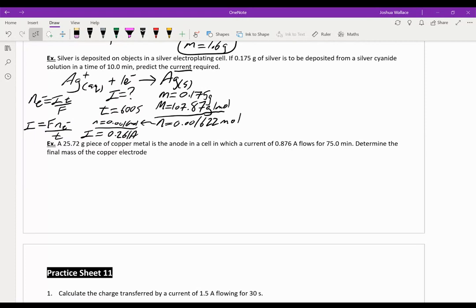The last example, for you to get started on practice sheet 11, is a 25.72 gram piece of copper metal that is the anode in a cell in which a current of 0.876 ampere flows for 75 minutes. Find the final mass of the copper electrode. So we have copper solid being oxidized to Cu2+ plus 2 electrons.